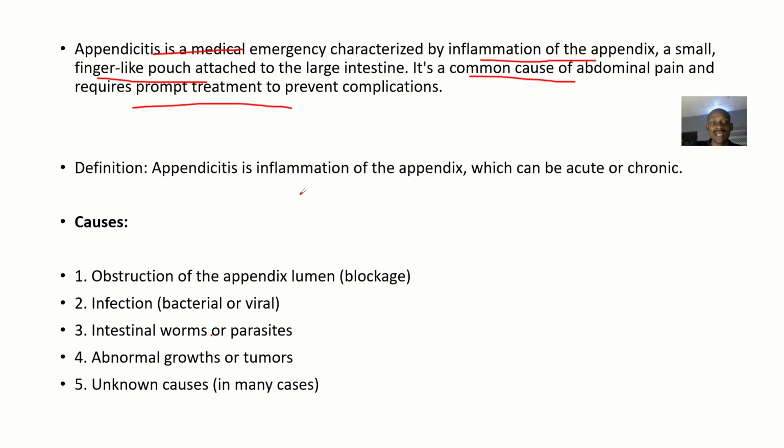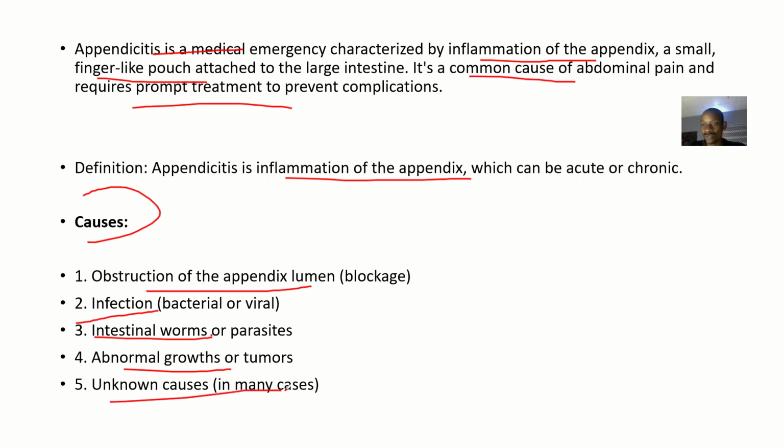The definition. We say that appendicitis is inflammation of the appendix, and this can be acute or chronic, right? Causes. It could be that there was obstruction of the appendix lumen, that's blockage. It could be that there was an infection, and this infection could be from bacteria or virus. It could be that some intestinal worms or parasites blocked it. Then it could be some abnormal growth or tumors. It could be some unknown causes, that's basically idiopathic. All right.